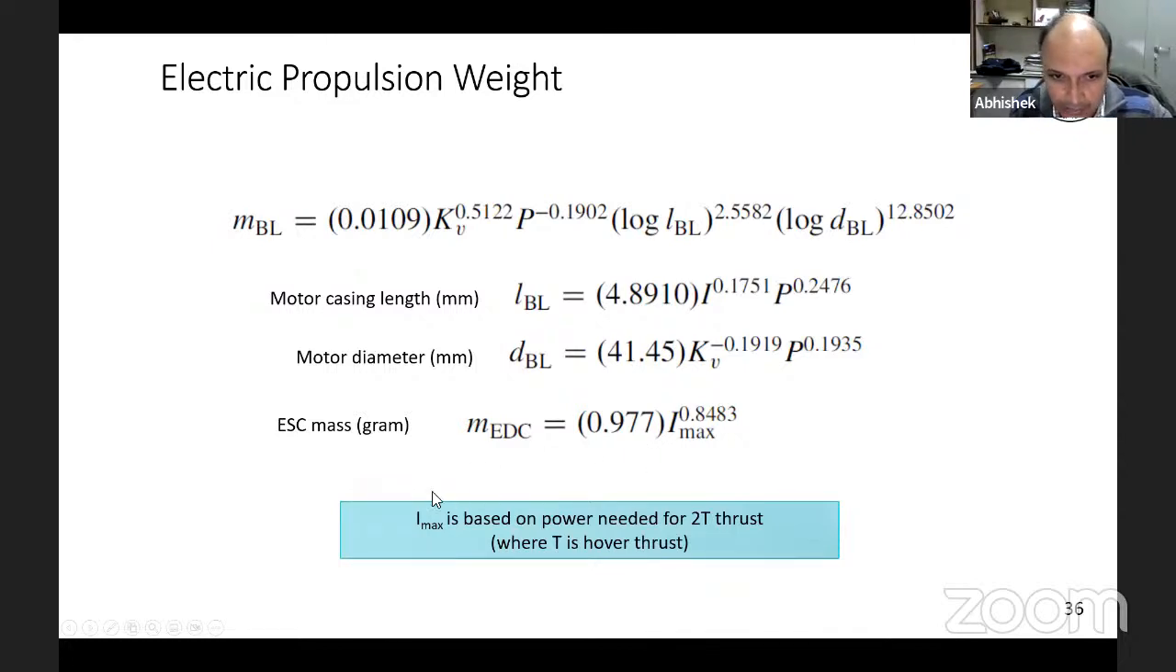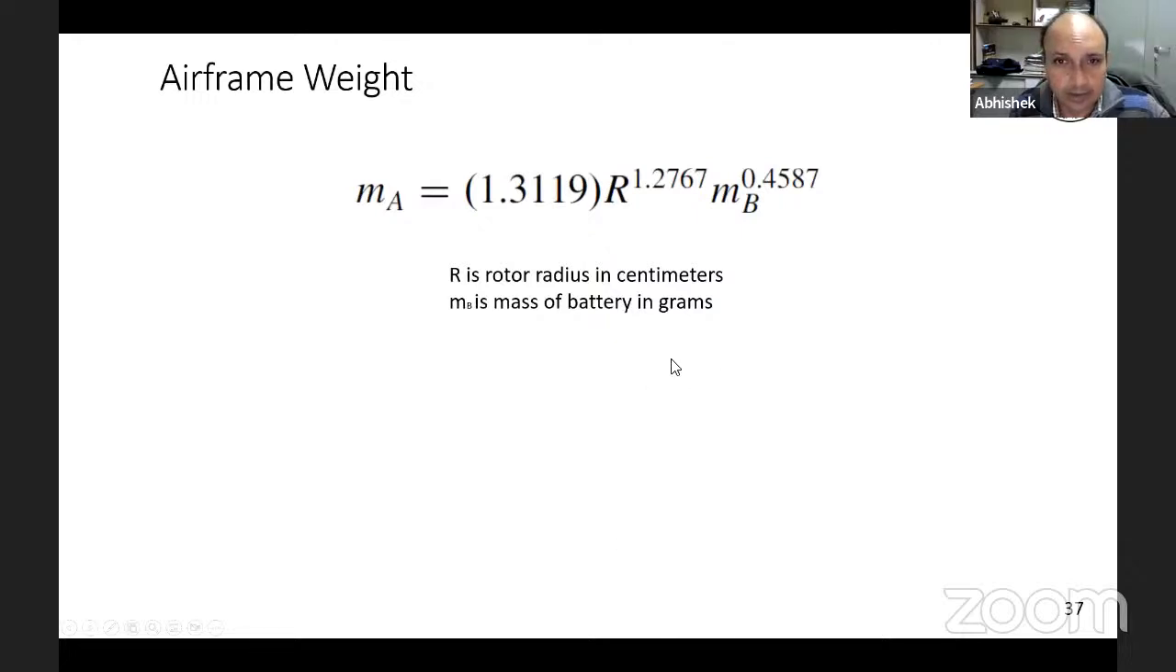Again, remember, this Imax is based on the power needed for twice the thrust, where T is the thrust required for hovering flight. Don't calculate power for the hovering thrust and double it. Always make sure you use twice the thrust to recalculate the power, because it will have different implications. Then they came up with formulas for airframe mass as a function of the radius of the propeller and the mass of the battery that it has to carry.